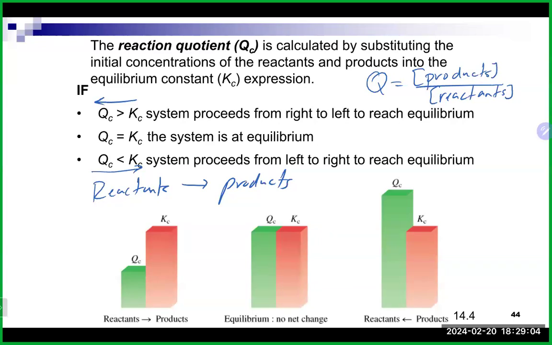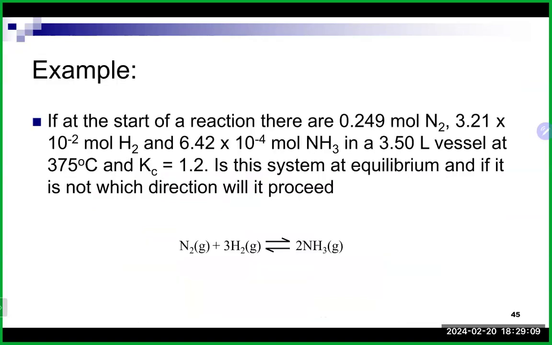Are you at equilibrium? And if not, which way you need to go to reach equilibrium? So let's try a straight up question like that. If we started a reaction with 0.249 moles of N2, 3.21 times 10 to the minus 2 moles of H2, and some NH3 in a 3.5 liter vessel, if the Kc is 1.2, first question is it at equilibrium? And if it's not, which way you need to go to reach equilibrium? So take a few moments there and calculate.